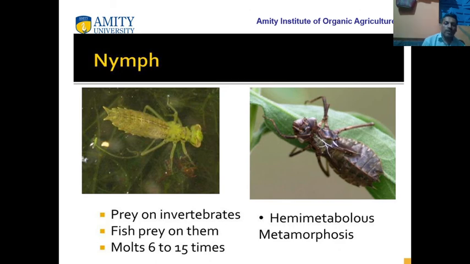Nymphs are aquatic. They prey on other invertebrates in the water. Fish can also prey on them. They can molt 6 to 15 times in the water. And they have hemimetabolous metamorphosis.